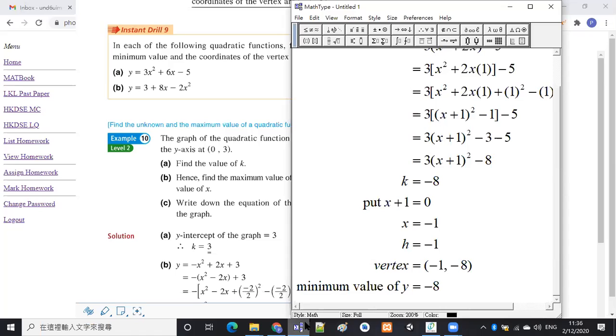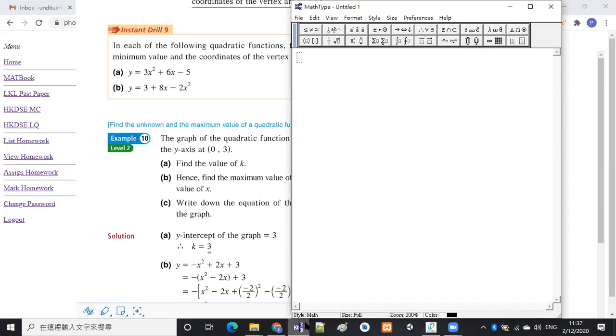Can you get this? And then part B. So y is equal to 3 plus 8x minus 2x squared.